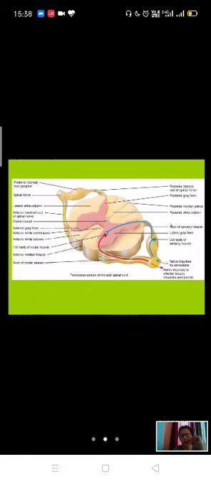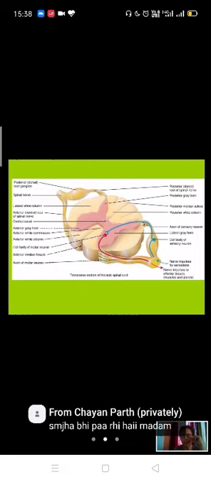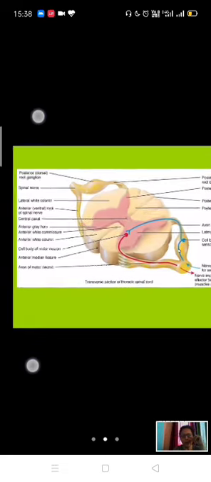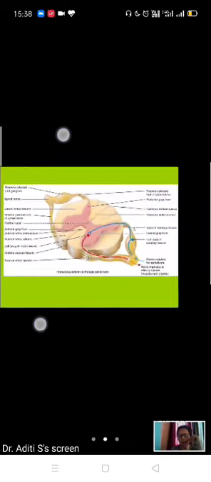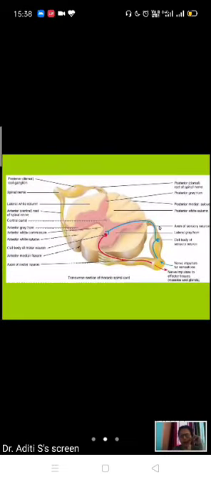is called posterior lateral sulcus, through which the sensory nerves are coming. This is the sensory root, the dorsal root. And this is the dorsal root ganglia. All the peripheral sensory nerves which are entering into the spinal cord either pass through this ganglia or end here. Then a second nerve fiber enters into the spinal cord through this dorsal root. So this is the dorsal root.